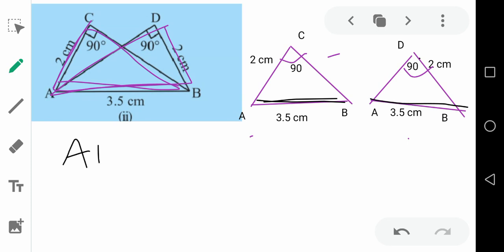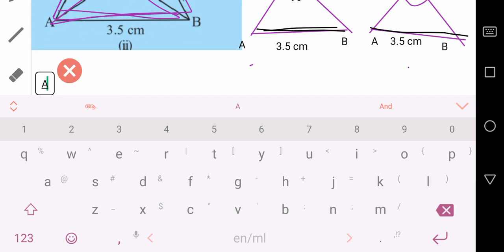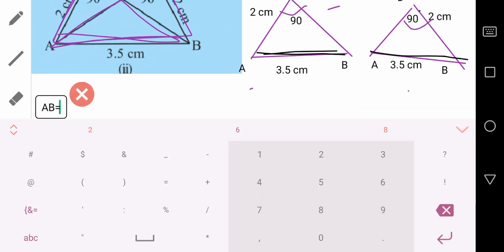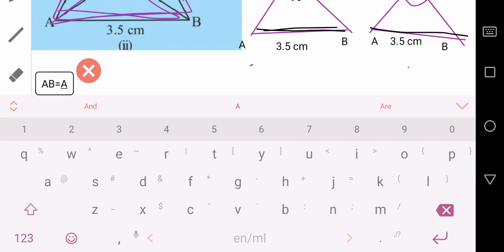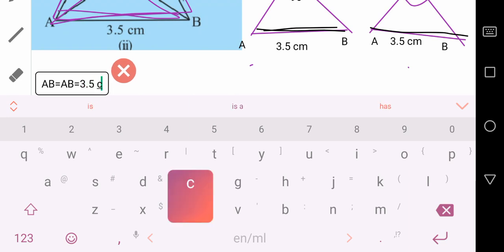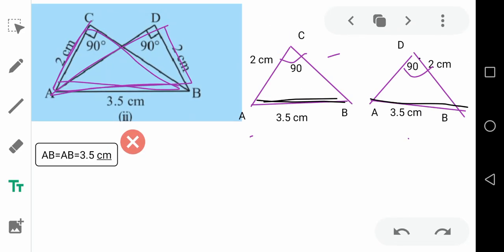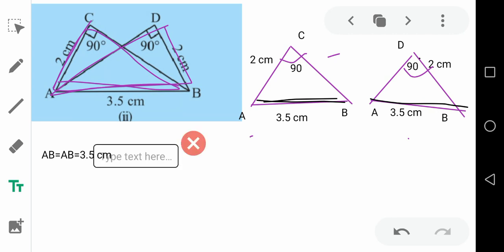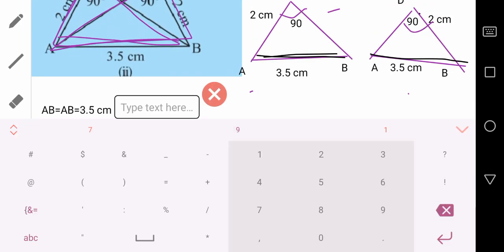So what can you write? AB is equal to AB, and that is equal to what? It is 3.5 centimeter. Okay, I will type it and show, otherwise it will be confusing. So AB is equal to AB, and that is equal to how much? 3.5 centimeter. Okay, now what's the next one? So hypotenuse is equal, so you can write in this bracket. What will you write in the bracket? Hypotenuse.